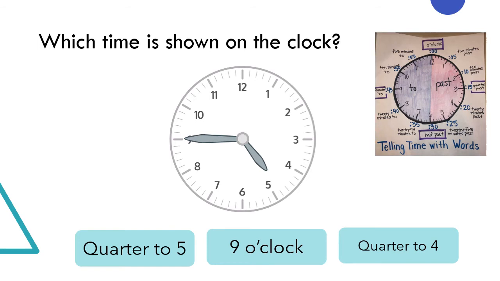Move your hour and minute hands on your clock to look like mine, and then think about, is the hour hand exactly at the 5? When you're done showing this time on your clock, choose the correct answer. 4:45, 9 o'clock, 4:45.